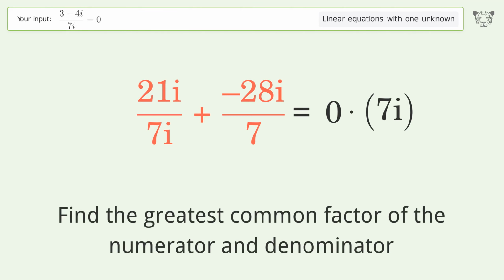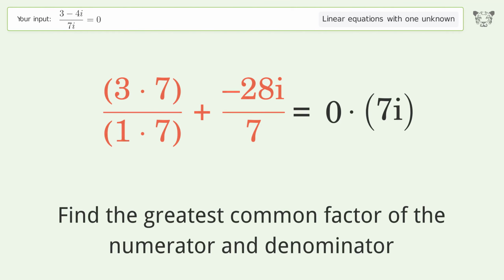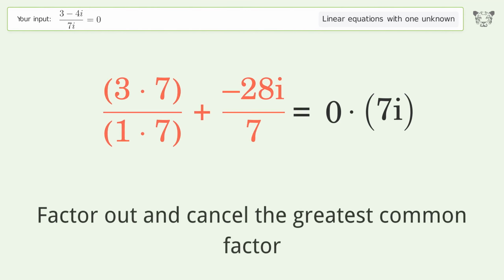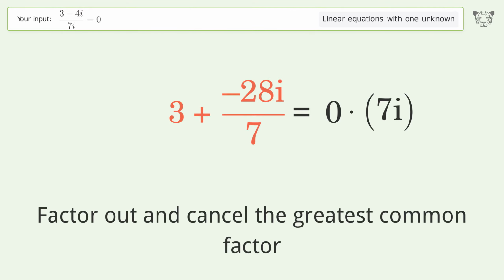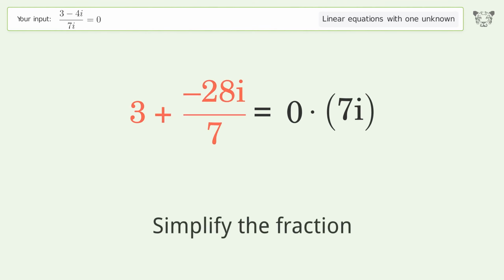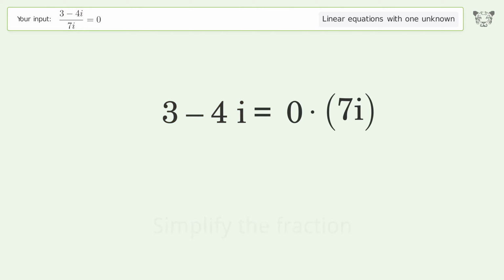Find the greatest common factor of the numerator and denominator. Factor out and cancel the greatest common factor. Simplify the fraction. Multiply by 0.